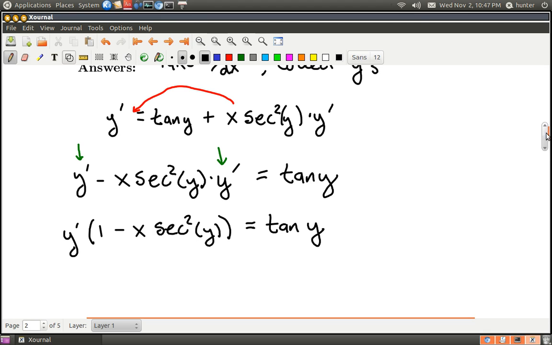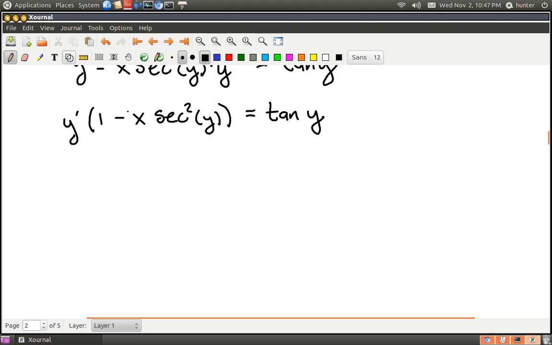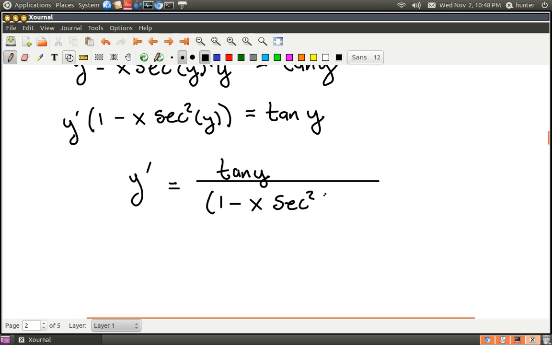And now one very last thing, to divide by the thing. So that gives me y prime is equal to tan y divided by 1 minus x secant squared y. And that is the answer. So that's the answer to A. And so there's one part left. I'll just leave that on the screen for another second.